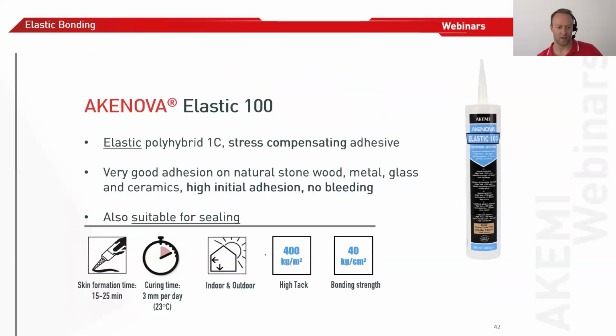Let's start with the Elastic 100. Why is it called Elastic? Because it is more elastic than the Rocket. It's still an adhesive, it's still not like a rubber gum or something.